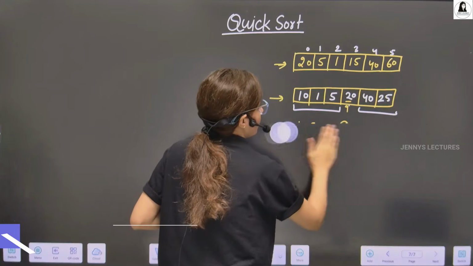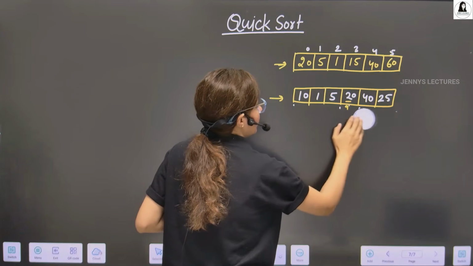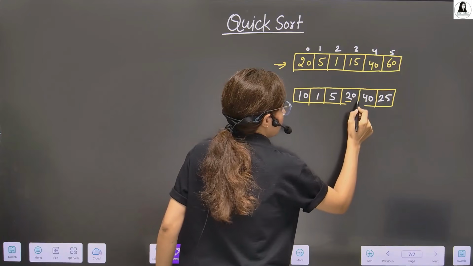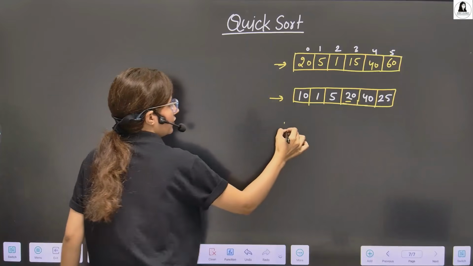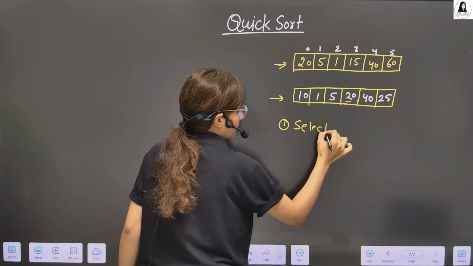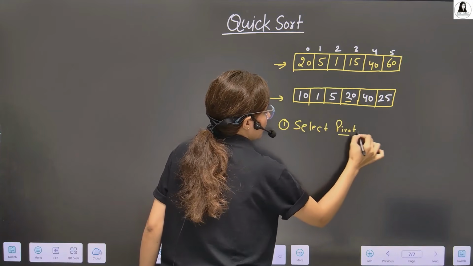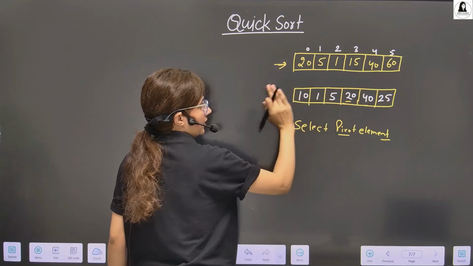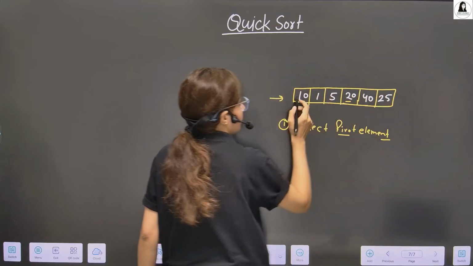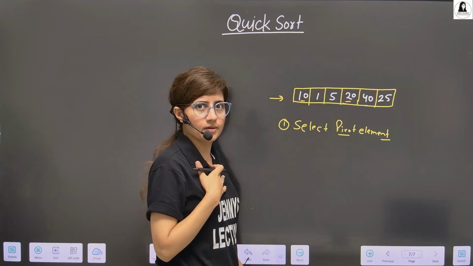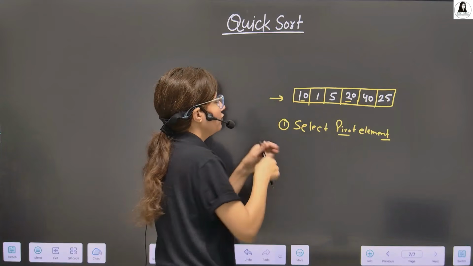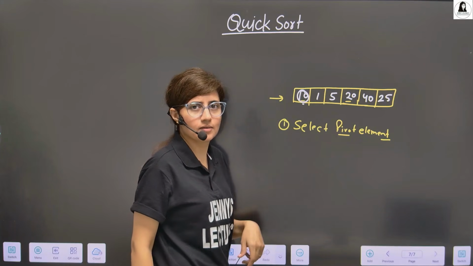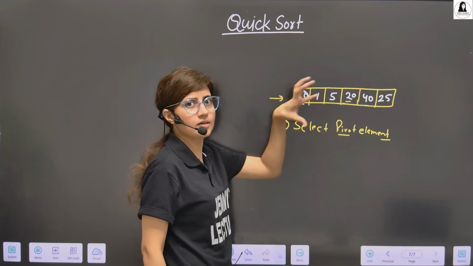What we'll do is, let's take this array itself. So what are the steps in quick sort? First thing, we select the pivot element. Any element you can select. Suppose I select 10 first. Now you have to place it at its correct position in this array. I'll select 10 and place it at the correct position.